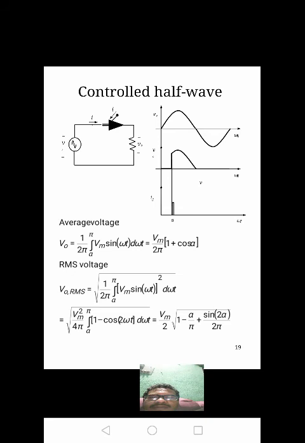Similarly, the RMS value of voltage: V naught RMS is equal to square root of 1 by 2 pi integral over alpha to 2 pi of Vm sin omega t whole square d omega t, that is equal to square root of Vm square by 4 pi integral over alpha to 2 pi of 1 minus cos 2 omega t d omega t. Vm square by 4 pi is a constant value, so it is taken out of the root, and we will get Vm by 2 into square root of 1 minus alpha by pi plus sin 2 alpha by 2 pi.